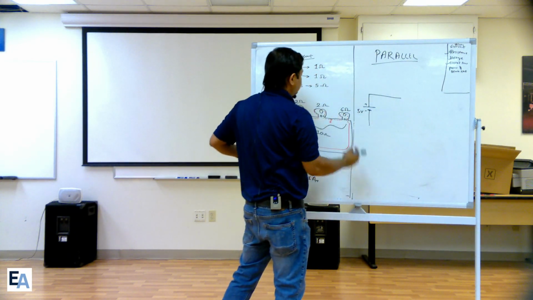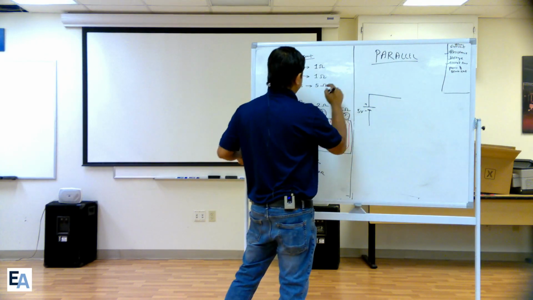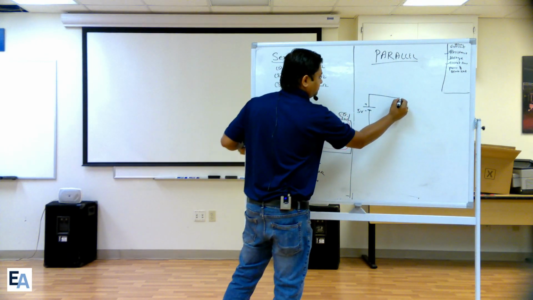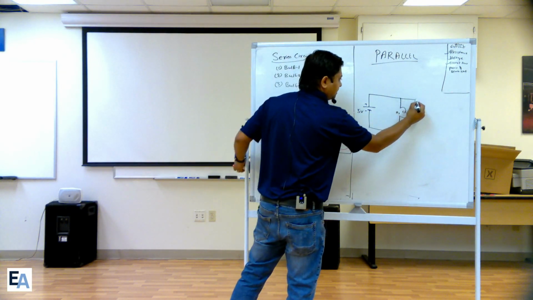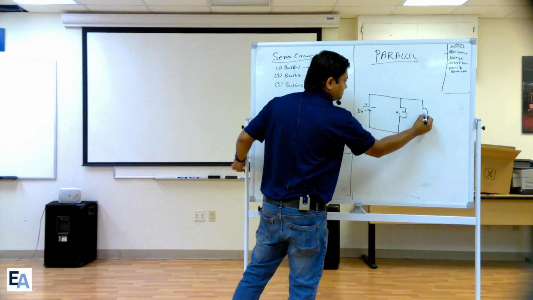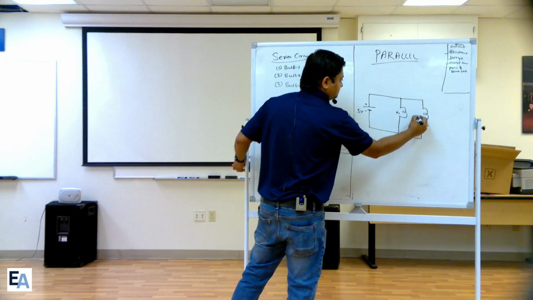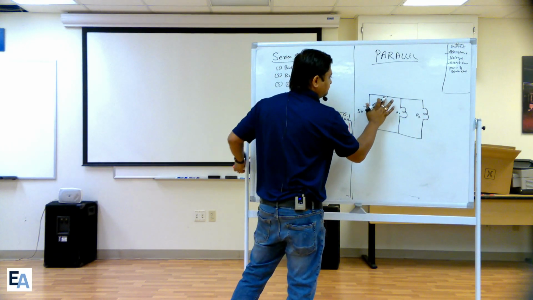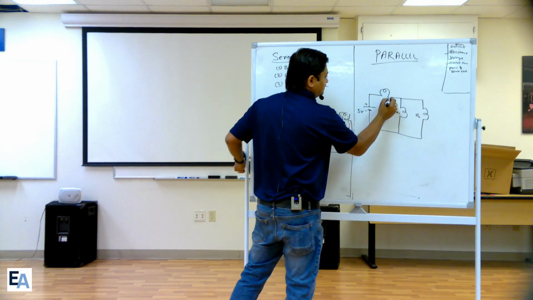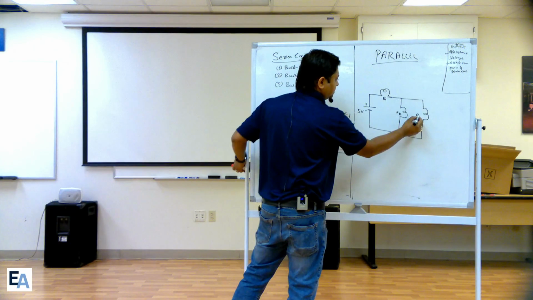And now I have a wire. What I'm going to do is take this bulb, bulb number 1. I will have another bulb which is like this, bulb number 2. I will have another bulb like this. Let's say this is bulb 1, this is bulb 2, and this is bulb 3.